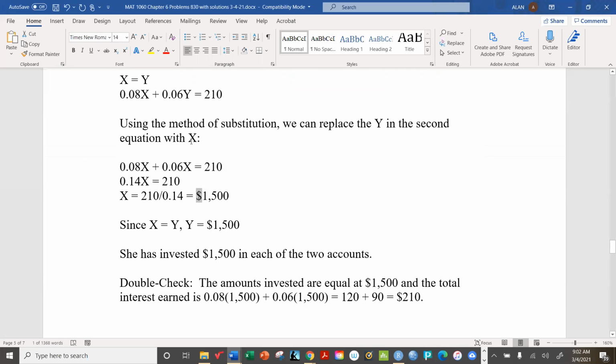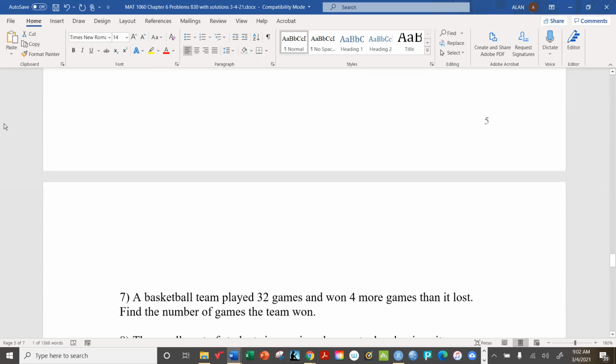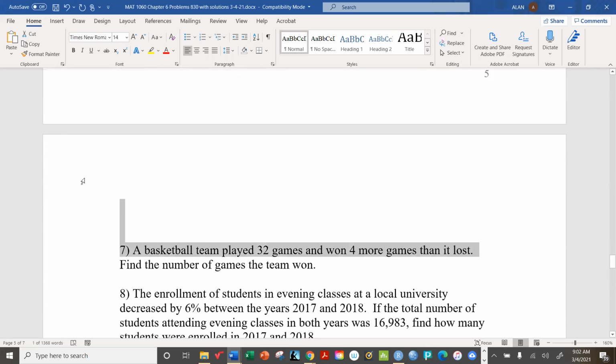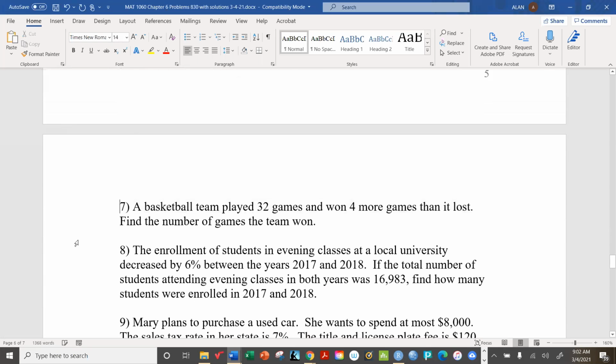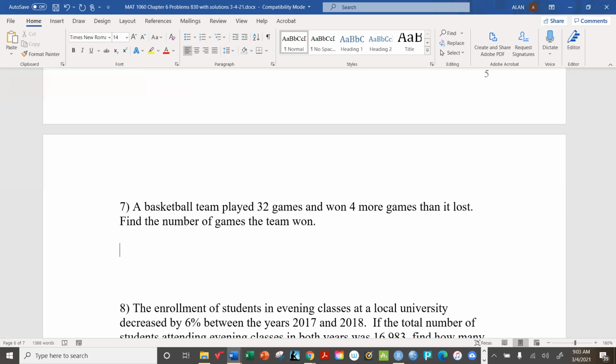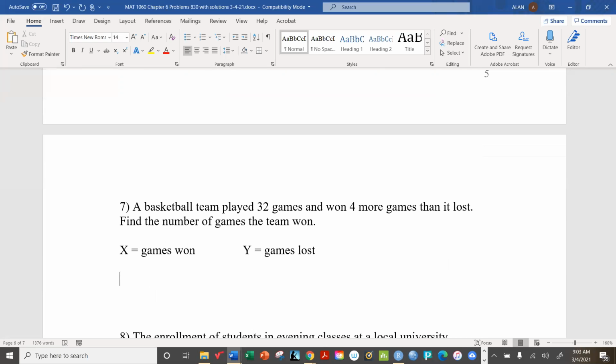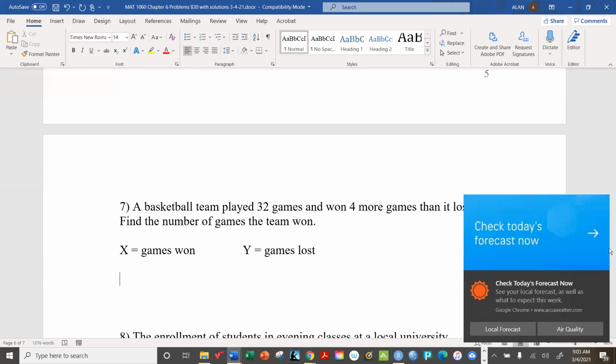All right. Let's see, what else do we have here? Oh, here's a sports problem. Instead of money, we have sports. Now, what do we know here? The team plays 32 games, and they won 4 games more than they lost. Let's see what must have happened. Let's say that X is the games won, Y is the games lost. And we know 2 things, as always, otherwise we can't solve this.